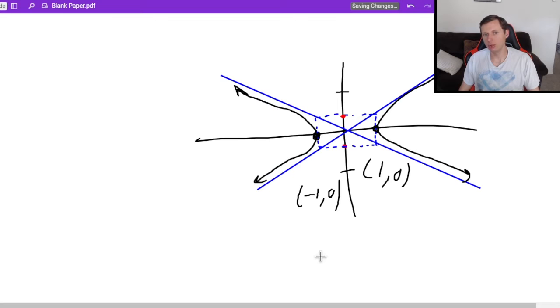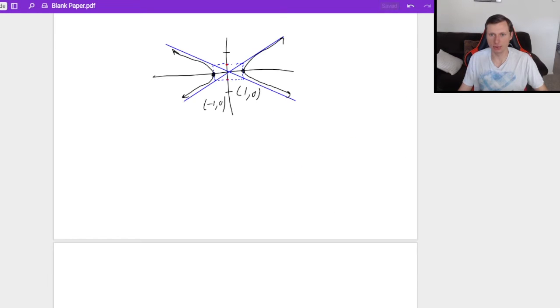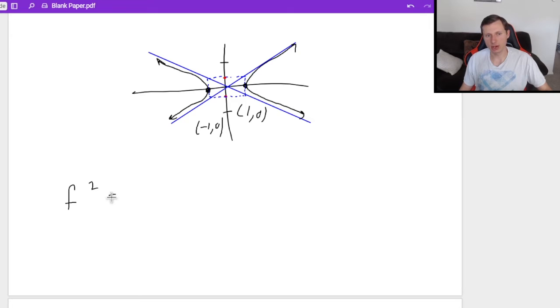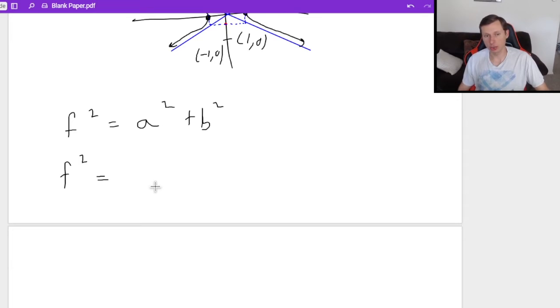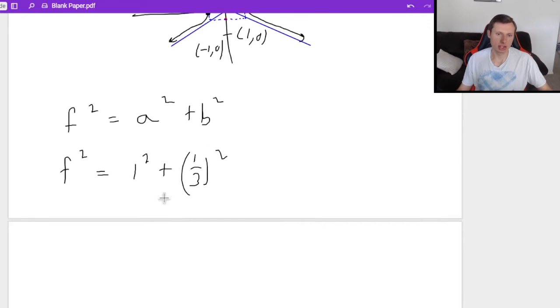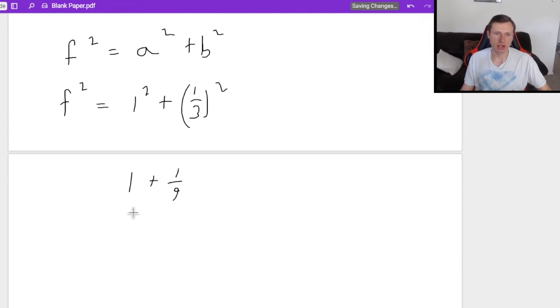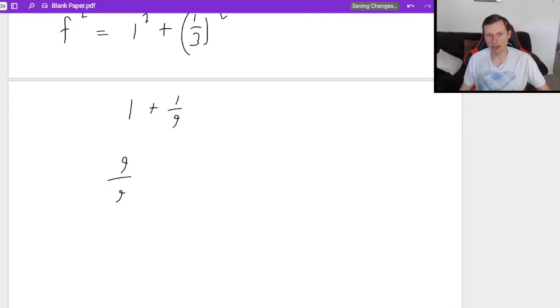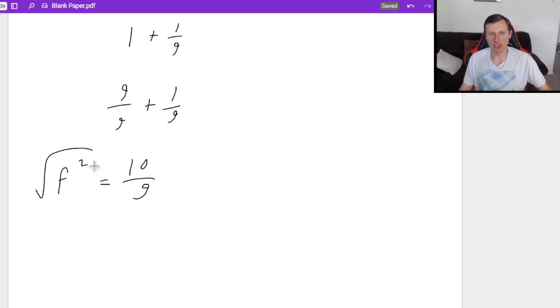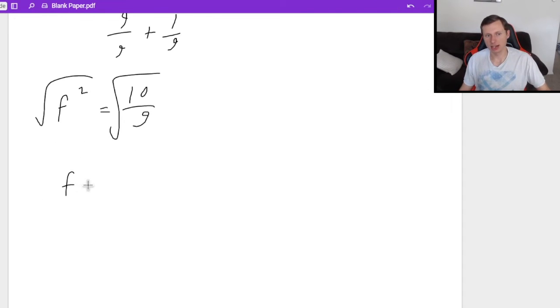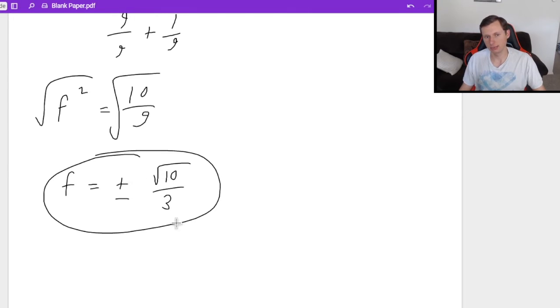And then the only thing we need to do left is we need to find the focus. So the focus is going to be f squared equals a squared plus b squared this time. So that means f squared equals a, which was 1, squared, plus b, which is 1/3, squared. It's going to be 1 plus 1/9. Common denominator of 9, that's going to be 9/9 plus 1/9. That's 10/9 equals f squared. Then we just take the square root. Our foci are going to be located at plus or minus root 10 over 3. And again, that's because it's centered at 0.